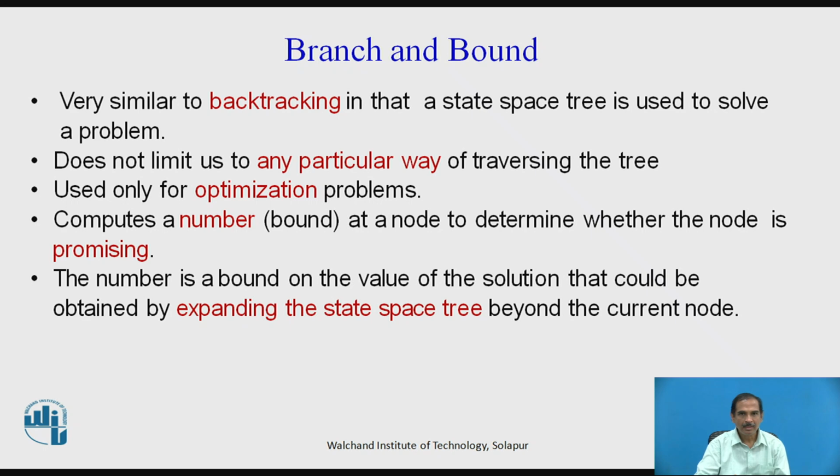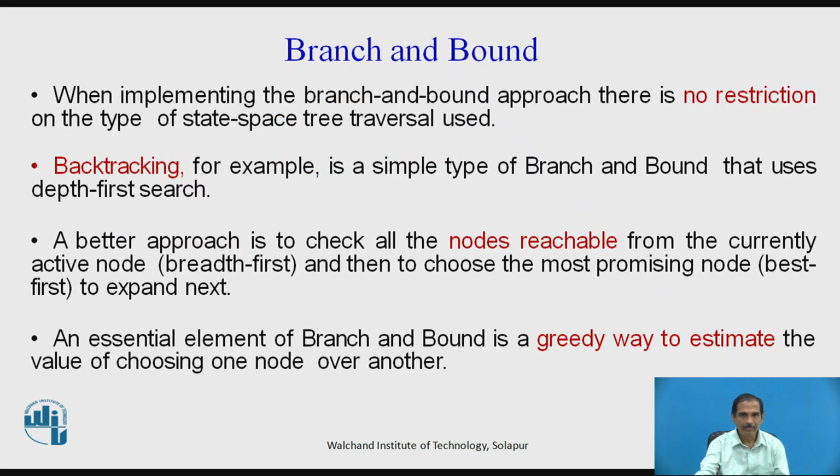Search. The branch and bound algorithm is very similar to backtracking in that a state space tree is used to solve a problem. It does not limit to any particular way of traversing the tree, and it is used only for optimization problems. It computes a number, which is called a bound, at the node and determines whether the node is a promising node. Therefore, we have the number which is the bound on the value of the solution that could be obtained by expanding the state space tree beyond the current node.